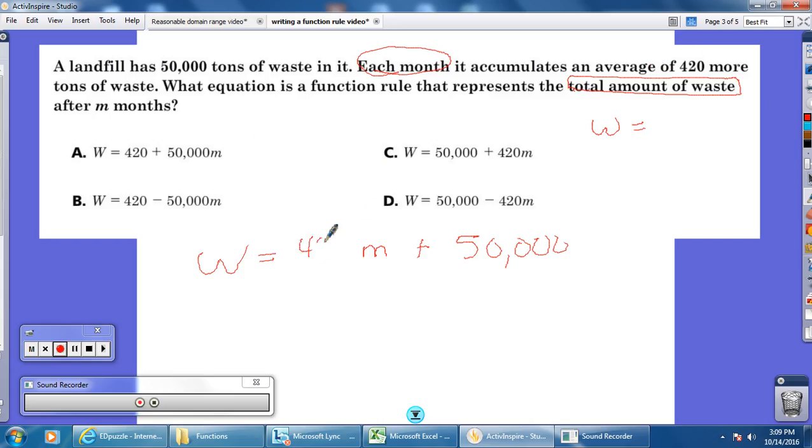So 420 more tons added to the 50,000, okay? So let's look. 420 plus 50,000 a month, no. Minus, no. Minus, no. So here it is. 50,000 plus 420 a month, which is exactly what I did.